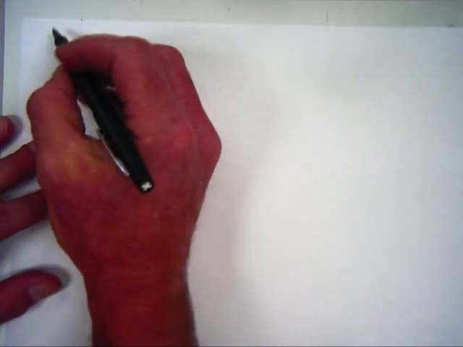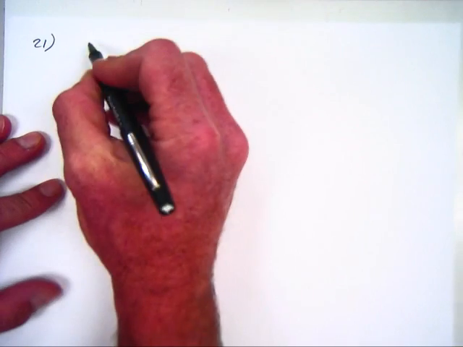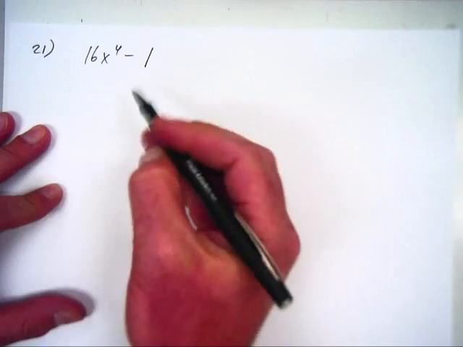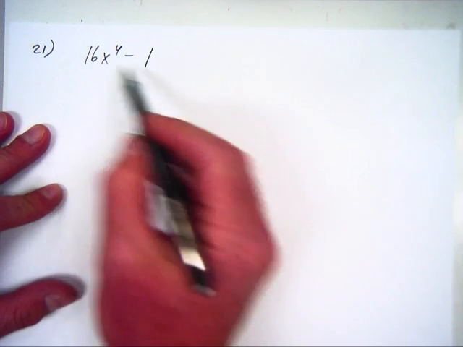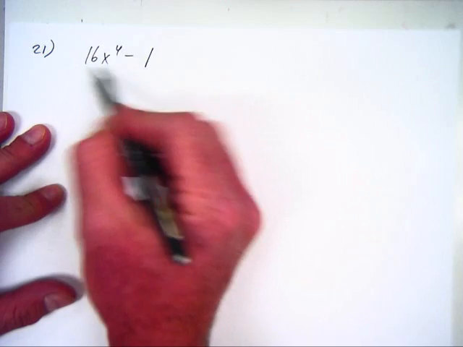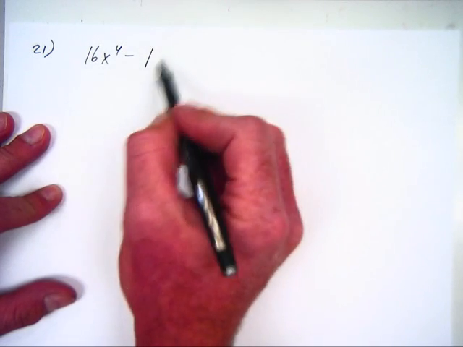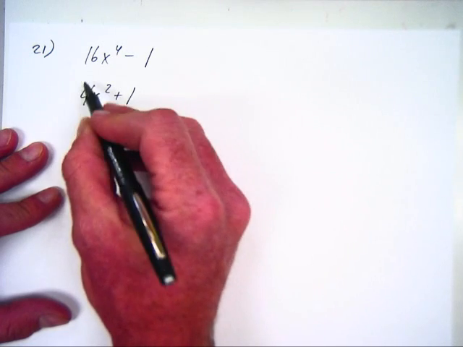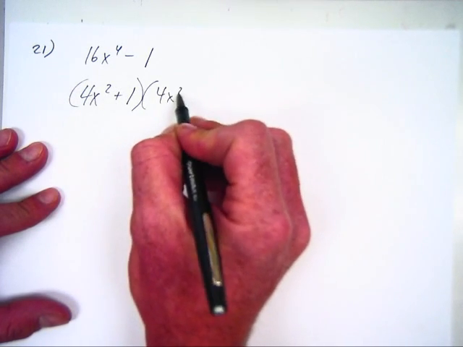Let's do number 21. 16x to the 4th minus 1. I'm going to look for a GCF. I don't see one. I'm going to realize it's two terms. I got a difference. This is a perfect square of 4x squared. This is a perfect square of 1. So I'm going to rewrite it: 4x squared plus 1, 4x squared minus 1.